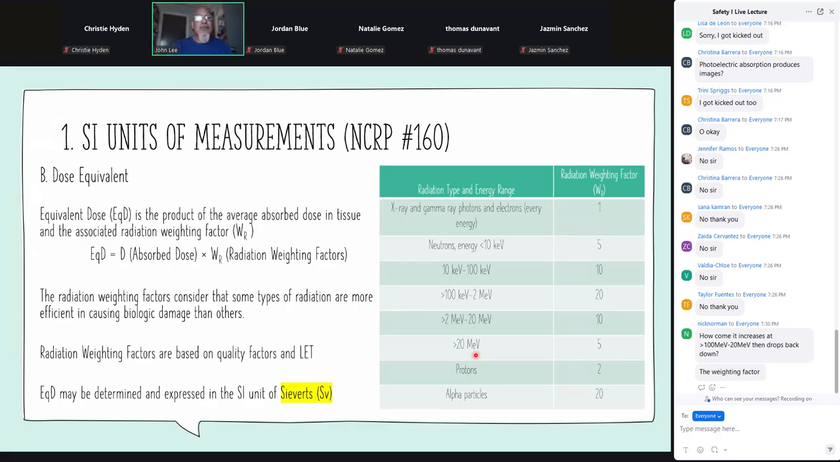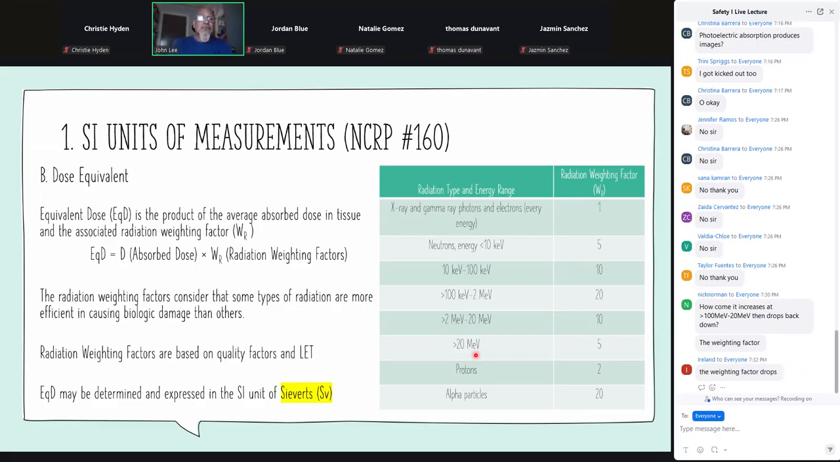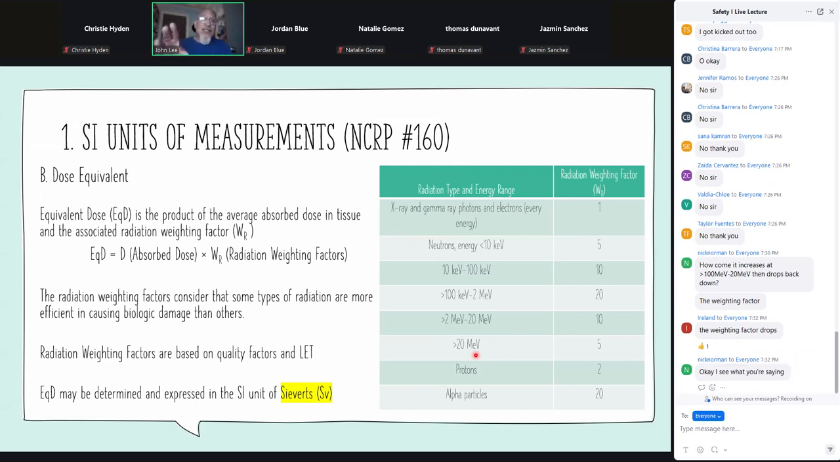You see that, Mr. Norman? Oh, I'm sorry. I understand what you're saying now. Yes, the weighting factor is going to drop because now we're starting to exceed the absorption. So these are energies. Once we get to those energies, they're highly transmitting.